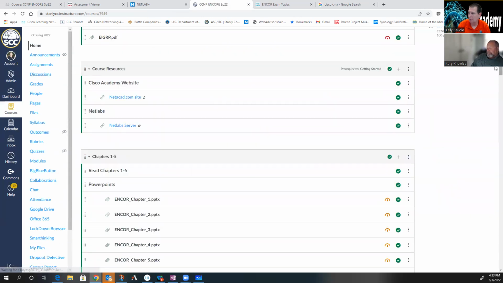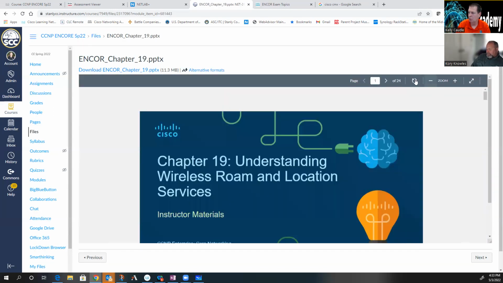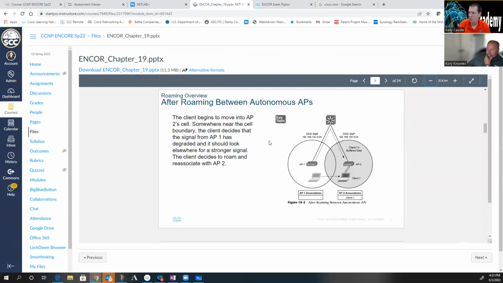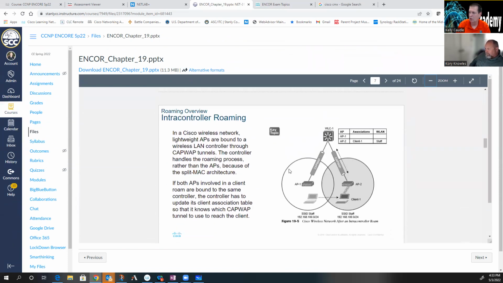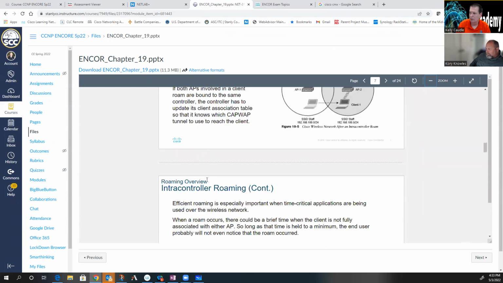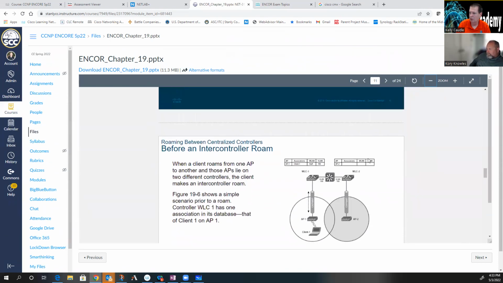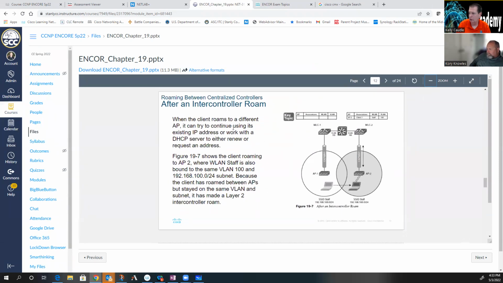I won't spend much more time on this last one, but you definitely need to go over this last one, the 19, because it gets into wireless roaming. This is where I was talking about the difference between autonomous AP roaming and roaming between APs on the same controller, intra-controller roaming, so basically the CAPWAP tunnel. When this happens, your point of presence stays the same, your point of attachment changes. And then, here it is, being able to roam between a centralized controller and inter-controller roaming, which is when you go between one controller and another.